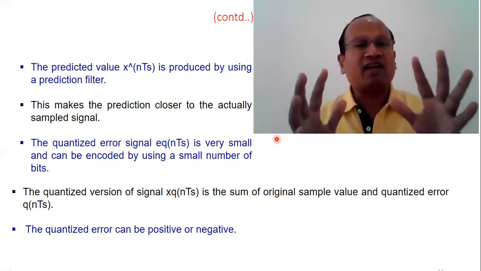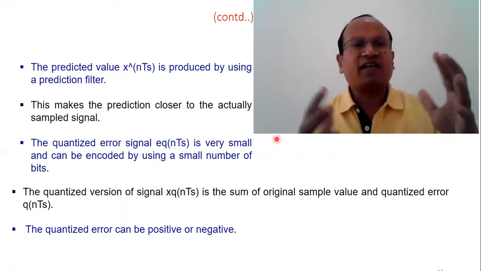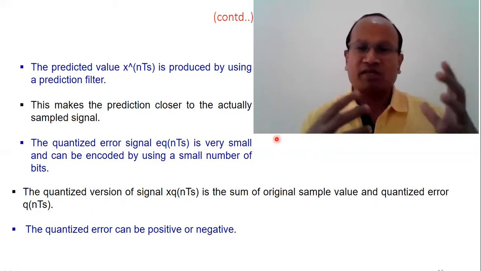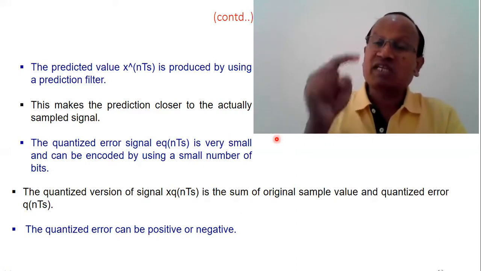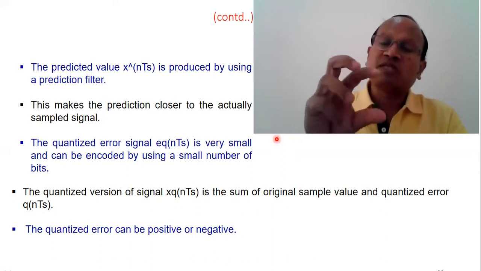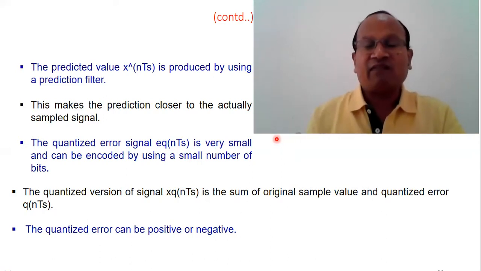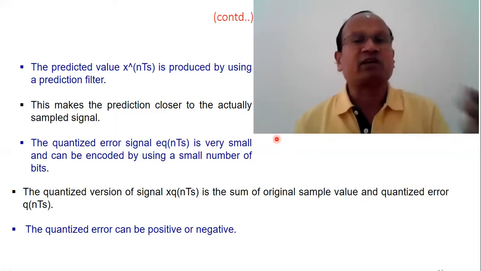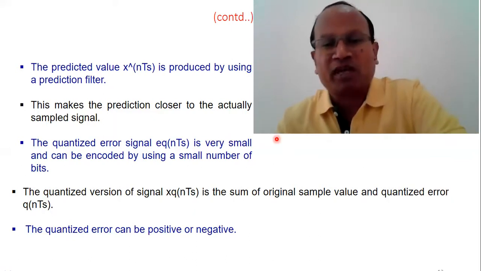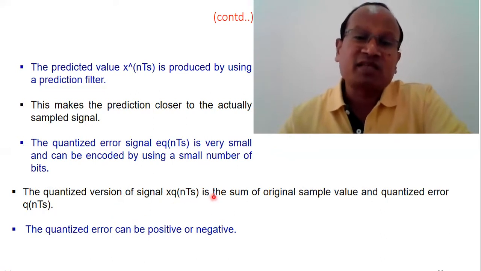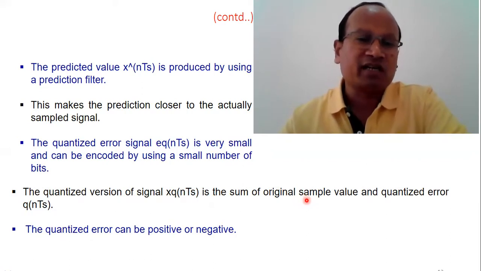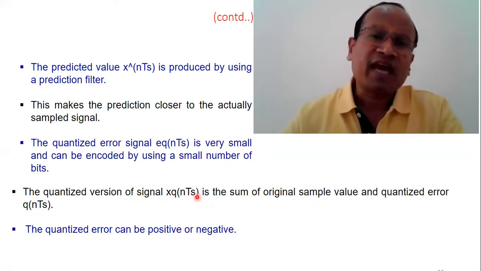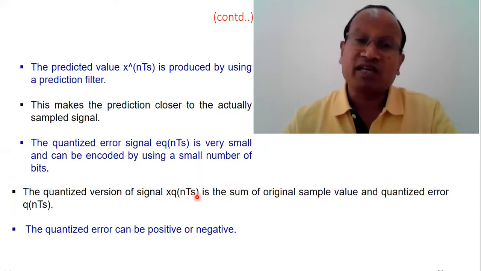In quantization, all the samples are not subjected to it. Only those samples are quantized which have some difference, indicated by some error signals, and subsequently the corresponding samples are encoded. So a lesser number of bits will be required, and the quantized version of the signal is the sum of the original sample and the quantized error, which we have talked about in the diagram. And the quantized error can be positive or negative, but there will be a difference, and accordingly encoding will work.